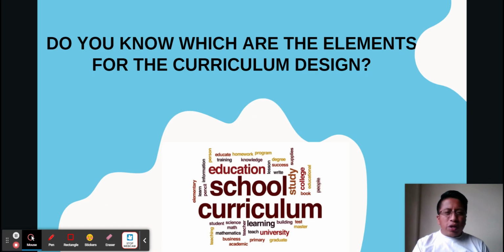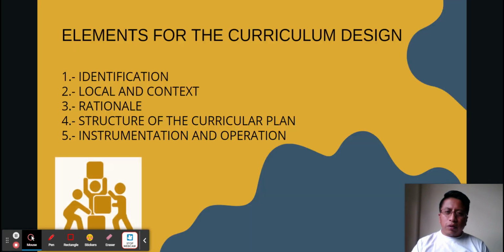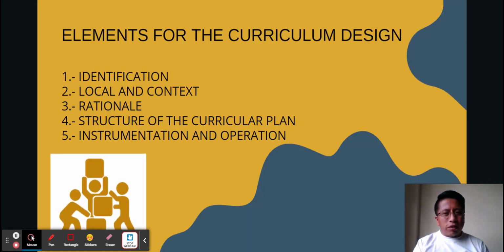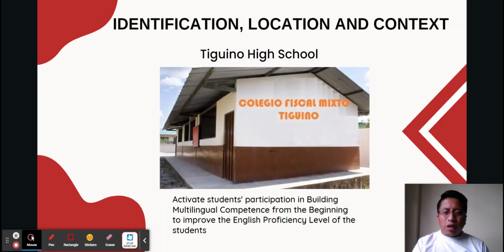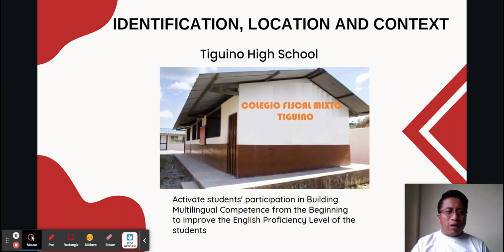Do you know which are the elements for the curriculum design? We have some elements: identification, location and context, rationale, structure of the curricular plan, instrumentation, and operation. Let's start with identification, location, and context.